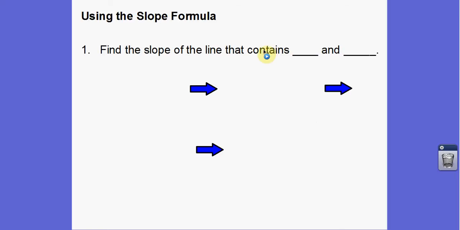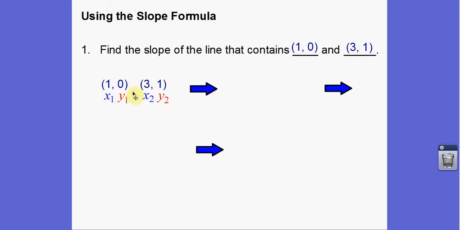Alright, so let's start out here. We want to find the slope of a line that contains these 2 points. I'll give them to you right here: (1, 0) and (3, 1). First thing we want to do is write our 2 ordered pairs down somewhere where we can work with them, and we want to label our ordered pairs.